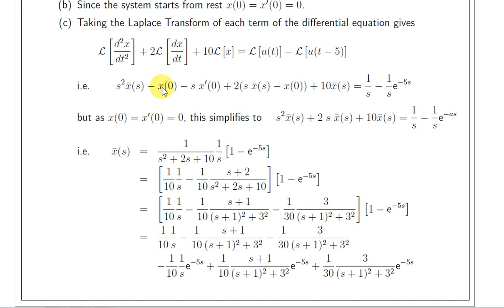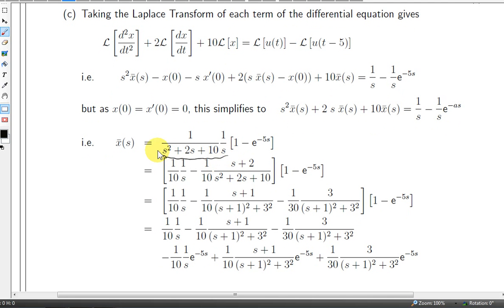Now, we have set x of 0 equal to 0, and since the system is starting from rest, the derivative x prime of 0 is 0. So these two terms go out, and this term over here goes out. We need to isolate x bar of s. X bar of s is the Laplace transform of x of t. So there are three terms here: s squared x bar of s, 2s x bar of s, and 10 x bar of s. Isolate them, and everything else on the left hand side is actually 0, so we factorize out x bar of s, and divide across by the quadratic s squared plus 2s plus 10.